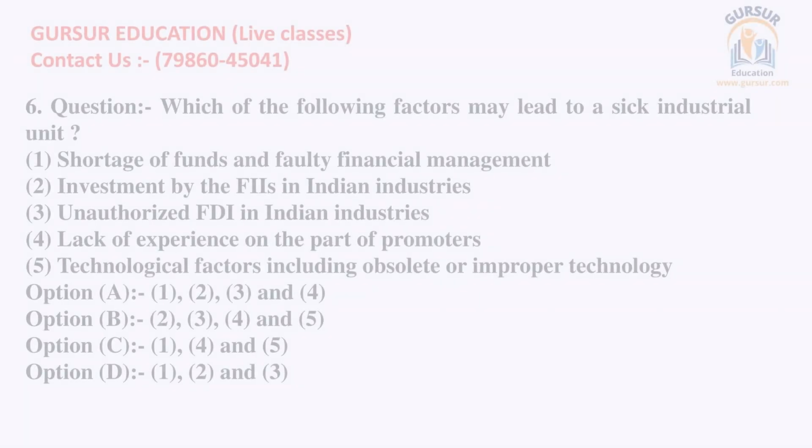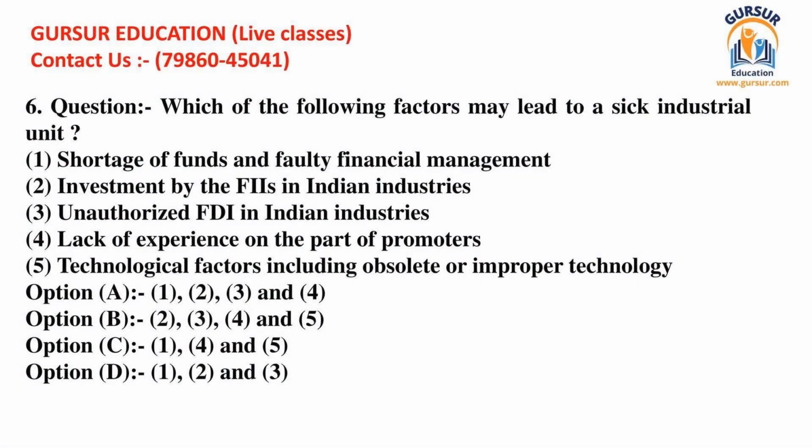Question number 6. Which of the following factors may lead to a sick industrial unit? 1. Shortage of funds and faulty financial management. 2. Investment by the FIIs in Indian industries. 3. Unauthorized FDI in Indian industries. 4. Lack of experience on the part of promoters. 5. Technological factors including obsolete or improper technology.